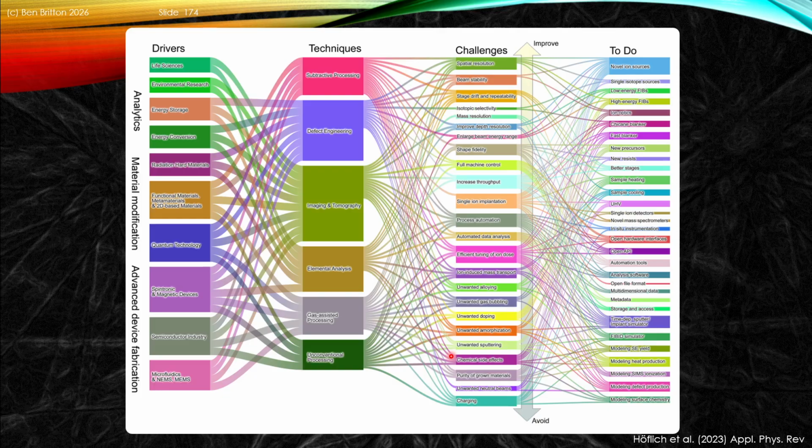We can also look at a range of areas where there are drivers, challenges, techniques, and approaches. There's a really good analysis of this in Hofinger et al. in Applied Physics Reviews. And we can see here the drivers can be from different application areas, so life sciences, environmental, spintronic devices, quantum, etc. And we can flow through to which techniques are being used in the FIB-SEM world. So subtractive processing, defect engineering, imaging, etc. And then we can see how the challenges are limiting the approaches in the driven areas.